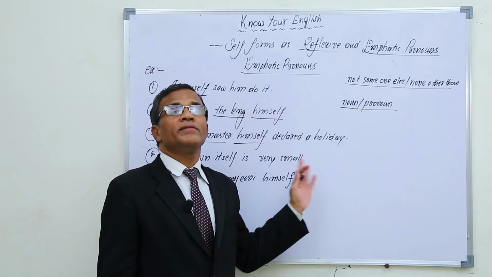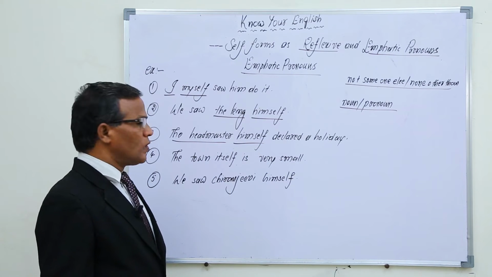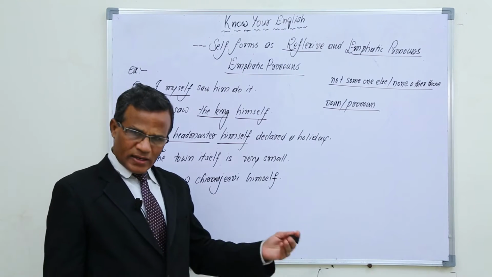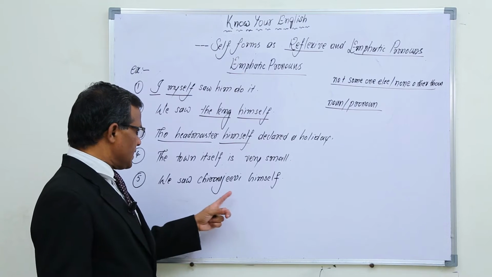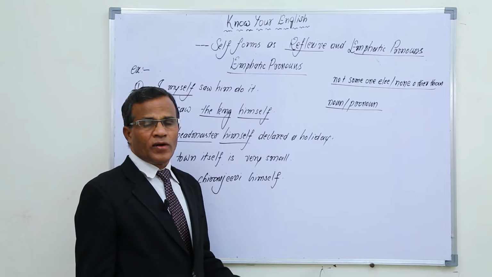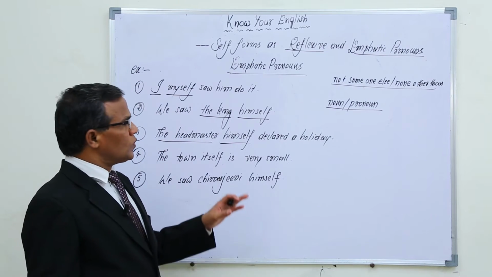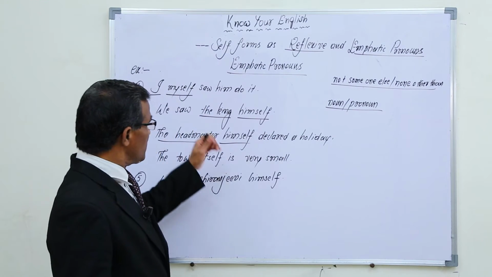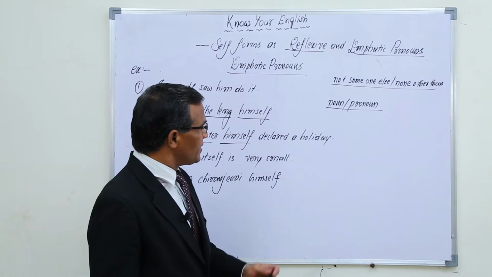The headmaster himself declared a holiday. None other than the headmaster declared the holiday. The town itself is very small, meaning only the town is very small. We saw Chiranjeevi himself. We saw none other than Chiranjeevi, not any other person. So, to stress and give emphasis, we use these self forms in the sense of not someone else, or none other than.